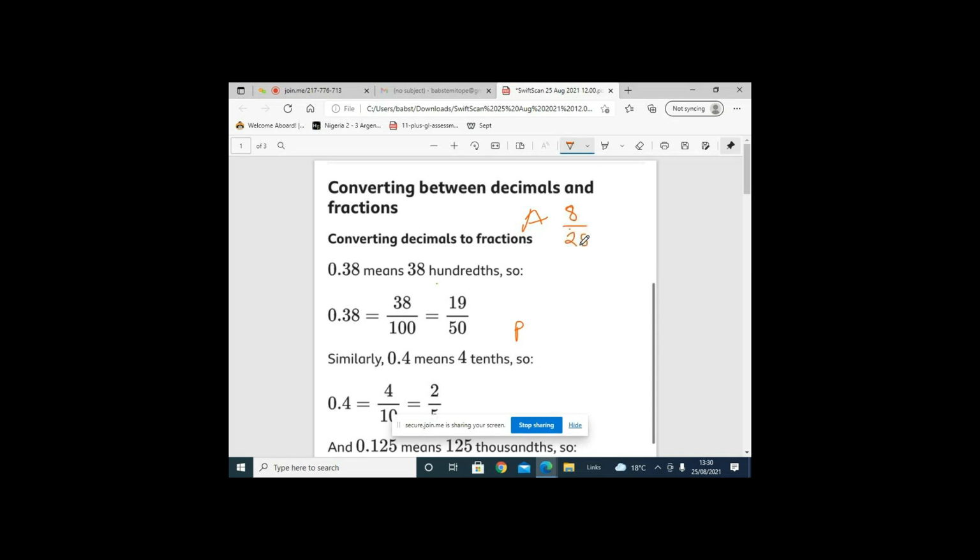8 over 25. Then 16 over 40. Yeah, can you do this, please?